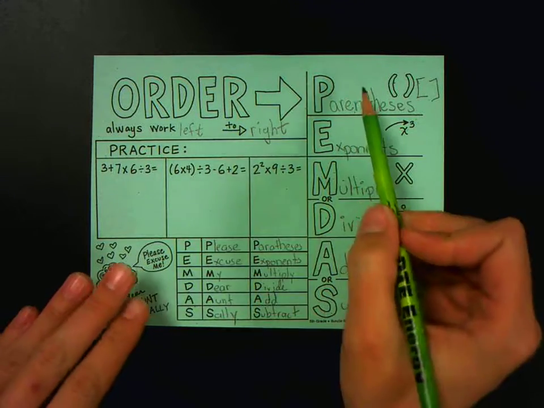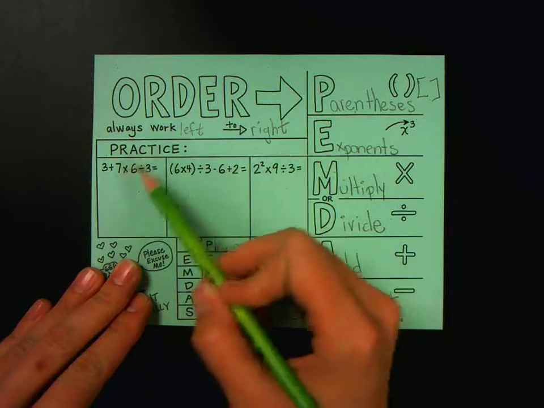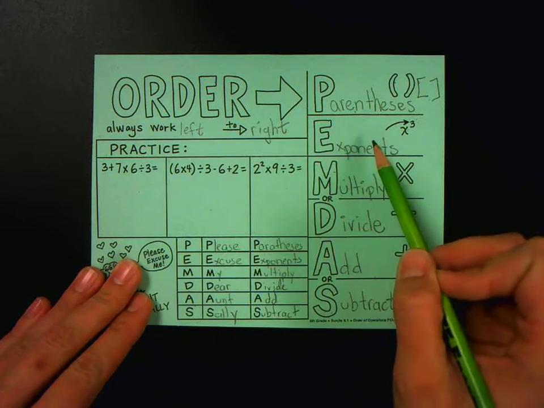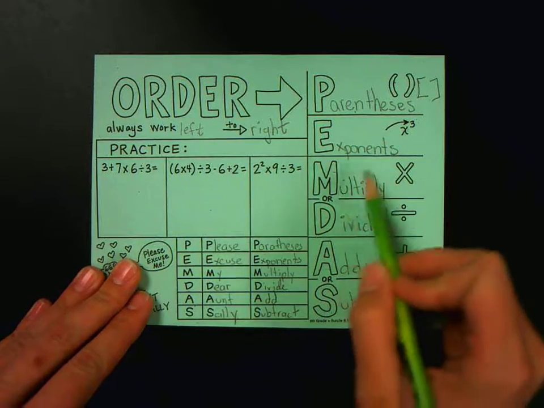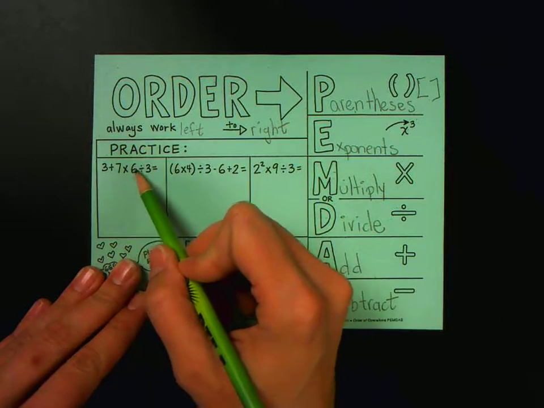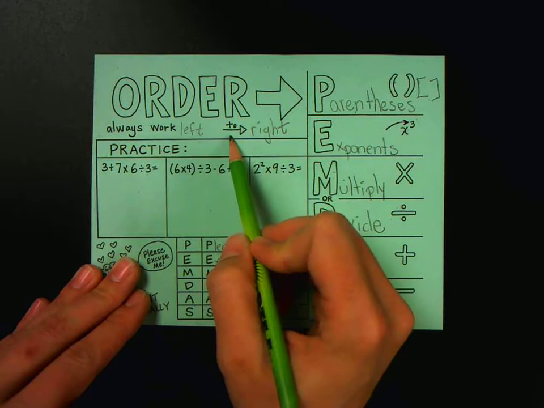So, I'm looking at my problem here. Do I see any parentheses or brackets? Nope. Do I see any exponents? Nope. All right, cool. So now I'm looking at a combination of multiplication and division here. Do I see any multiplication or division? I do. And remember, you do it from left to right.